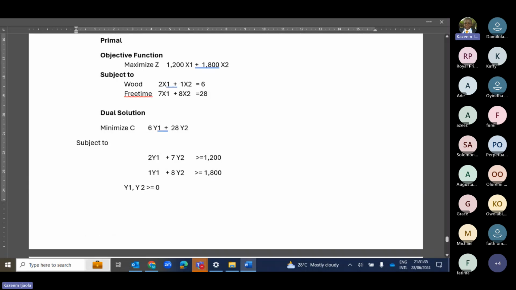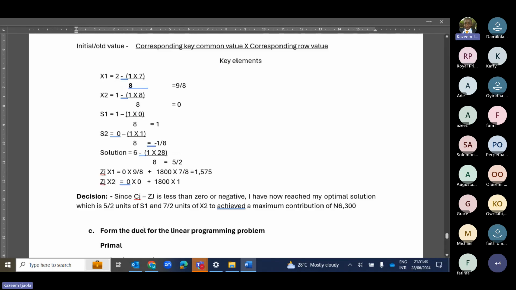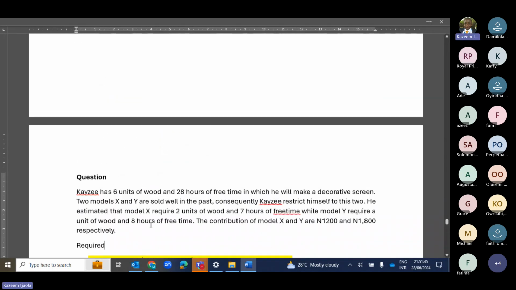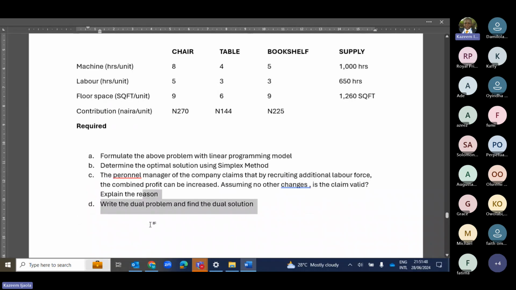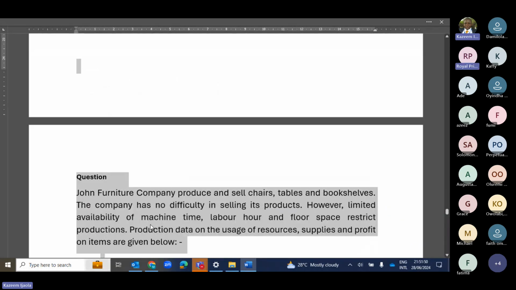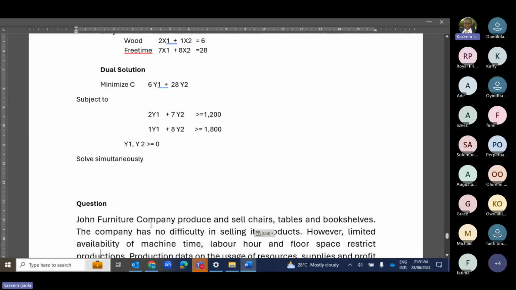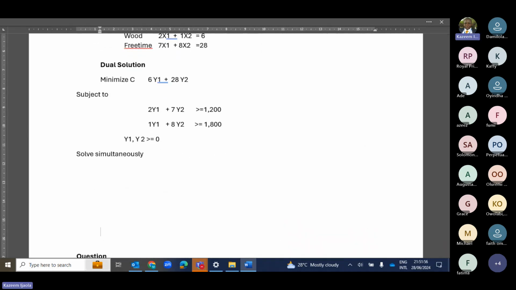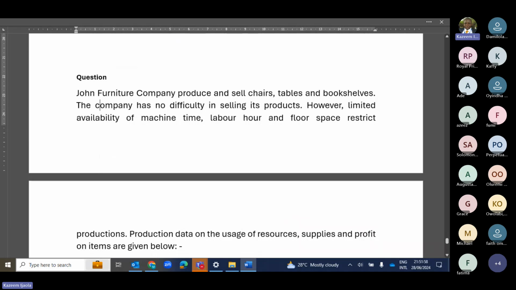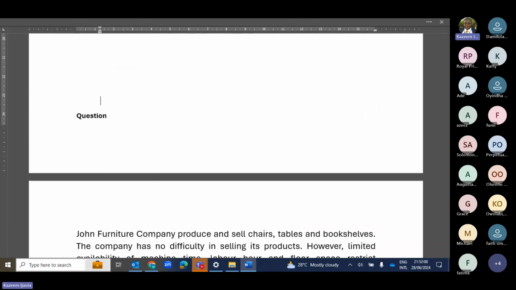So I don't need to do that one for you. You can just check your notes to see how you can solve this simultaneously, and that will be the end after you've solved it simultaneously. So that's all for this question, right? Now let me take this one that includes 3 variables. We are done with the one that includes 1 variable. So let's take this one that involves 3 variables.